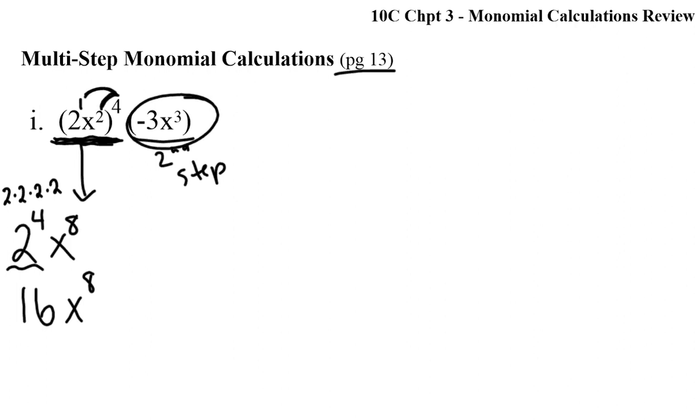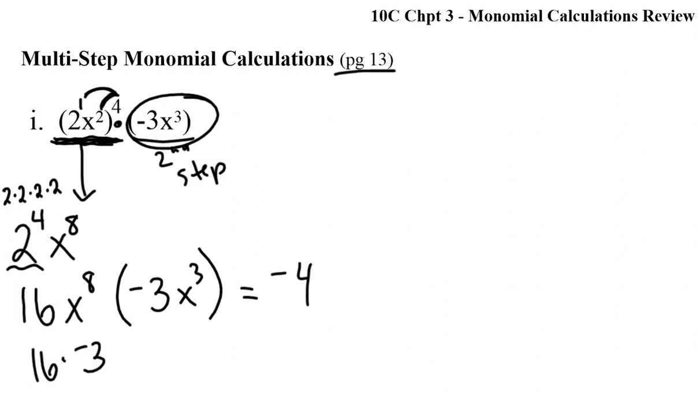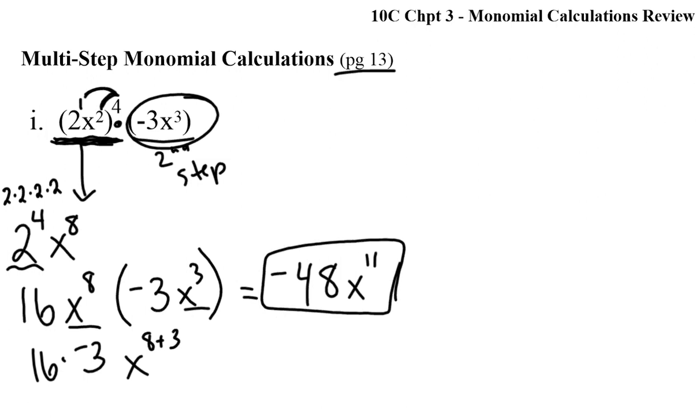But we still have to multiply by this second monomial now. Now it's just multiplying, so it would be 16 times negative 3, which is negative 48, and x8 times x cubed, add exponents, negative 48, x to the 11. Look to do power of a power first, and then multiply or divide as second steps.